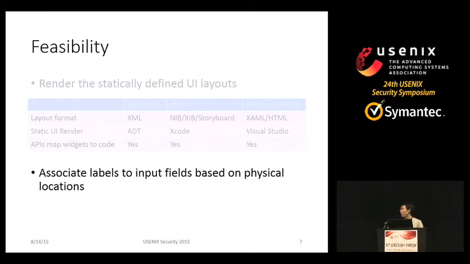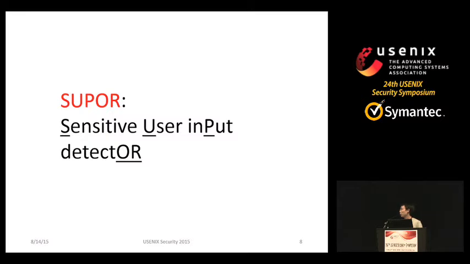Based on this intuition, we propose SUPOR, which is a precise and scalable approach to detecting sensitive user inputs in mobile apps.